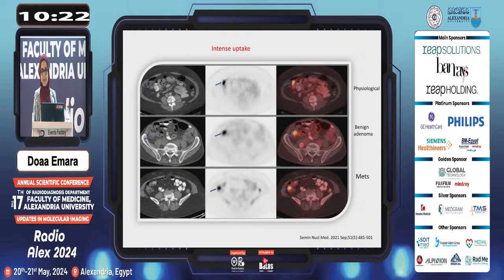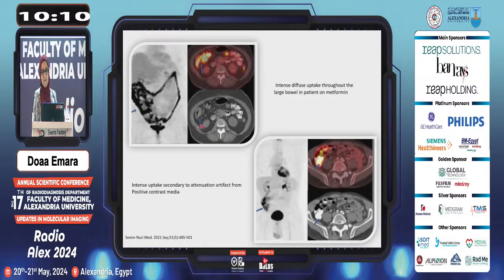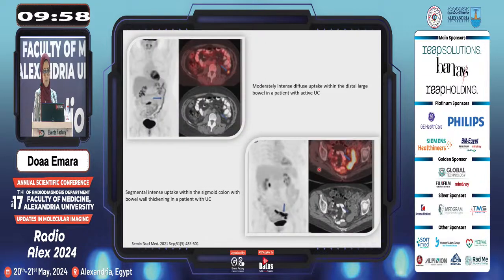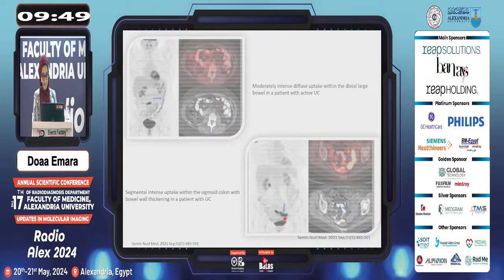3 different patients with intense uptake at the level of the ileocecal junction. The first one is physiological uptake, the second is benign adenoma, and the third one diagnosed as a metastatic lesion. Physiological uptake through the bowel loops in a patient on metformin, and don't forget artifact from positive contrast in bowel loops. Another patient with diffuse uptake through the bowel in a case of ulcerative colitis, and segmental here in the sigmoid colon.